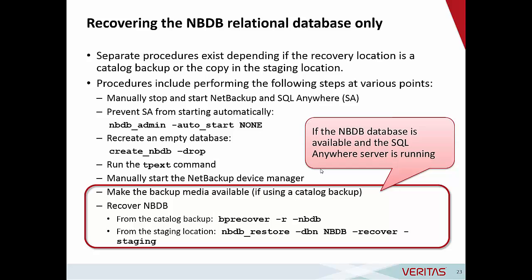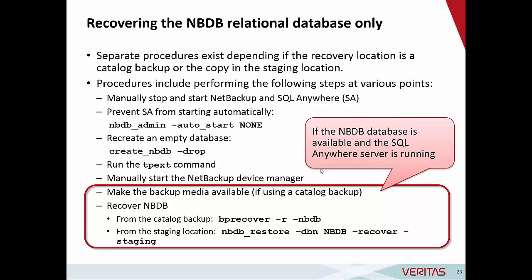Here's an example of an NBDB restore scenario. So here the image catalog is okay, but the NetBackup database has had some corruption. Really bad, unrecoverable corruption. So bad that we can't even get the normal catalog recovery mechanism to work, which would normally be our first choice in this situation. So doing a bit more detailed procedure here, we're preventing Sybase Anywhere from starting automatically with the nbdb_admin command. And then we're using create_nbdb -drop to basically blow away everything that's in the NBDB, all of this corrupted stuff that's messing us up, and to create a completely blank database, kind of the way it would look when NetBackup was first installed.